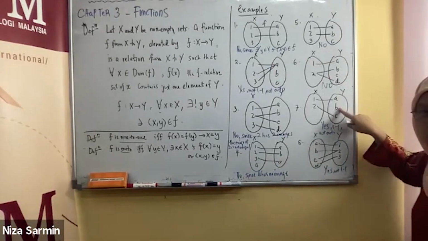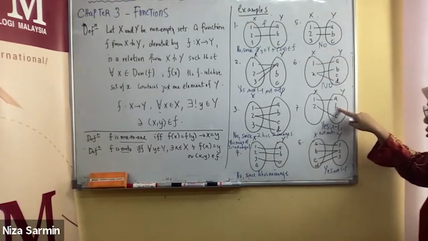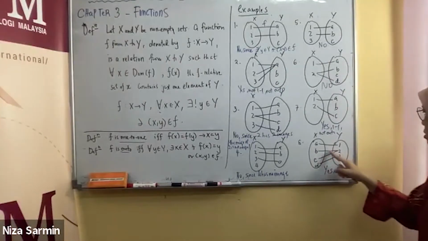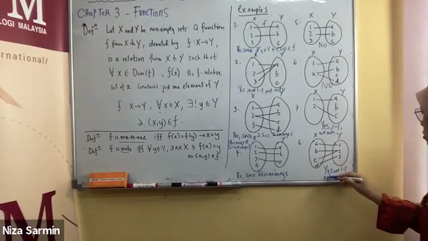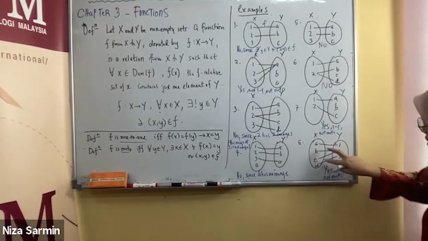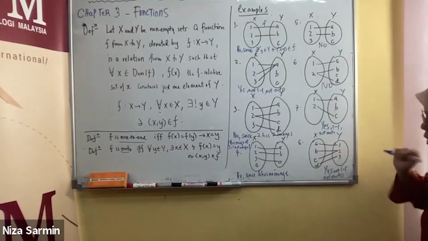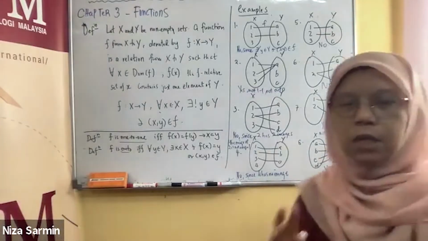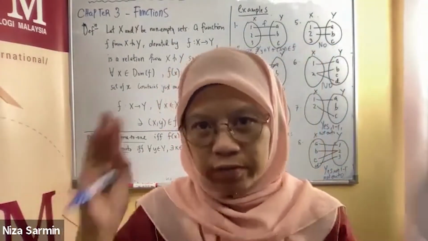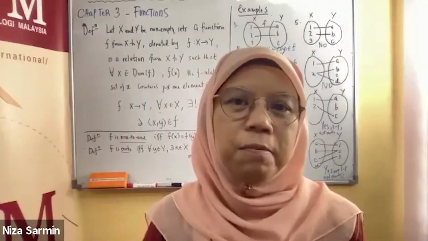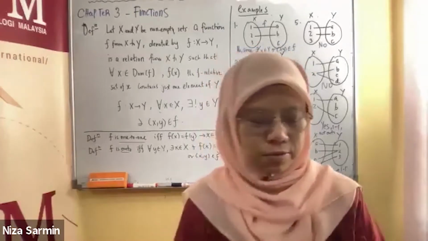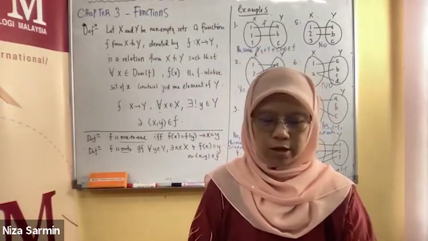Because this is not an image. And this is no, right? Not onto. Because this one, there are 2 different ones that go to 1. So to be one-to-one and onto, you have to have the same number of elements, left and right, so you can match up nicely, right? Okay.